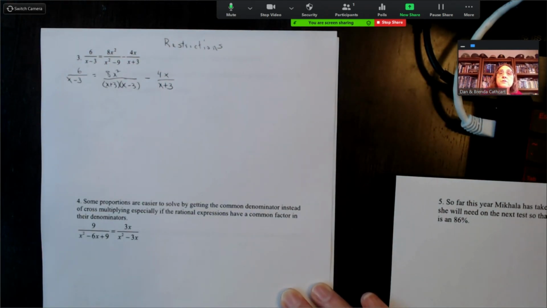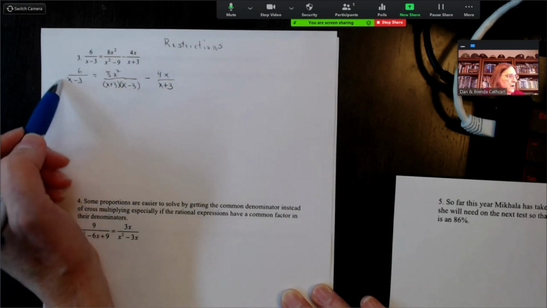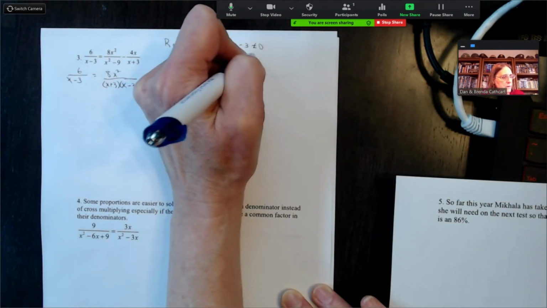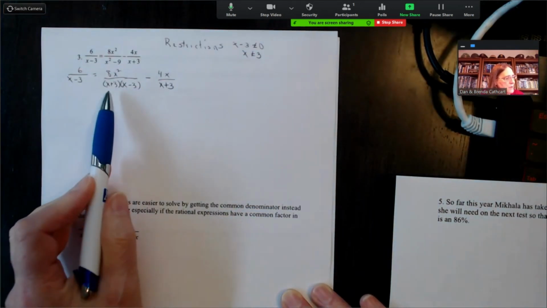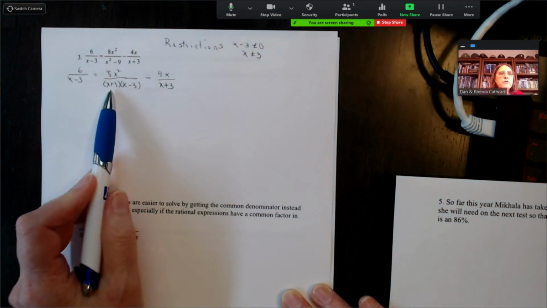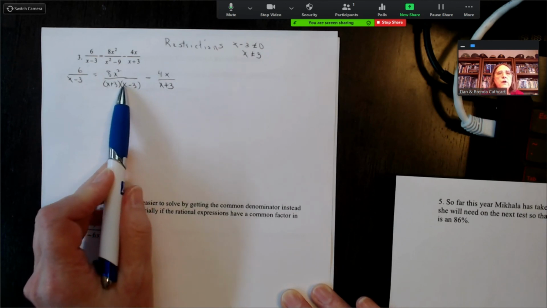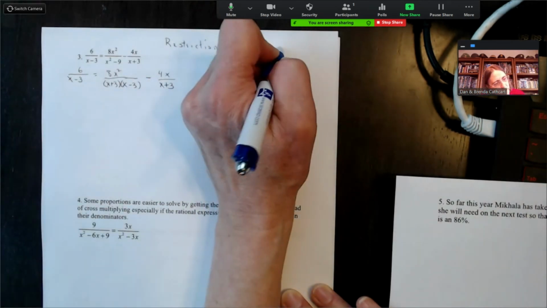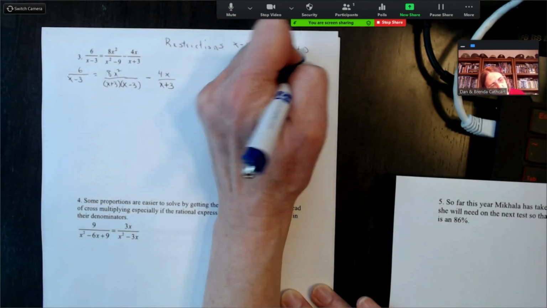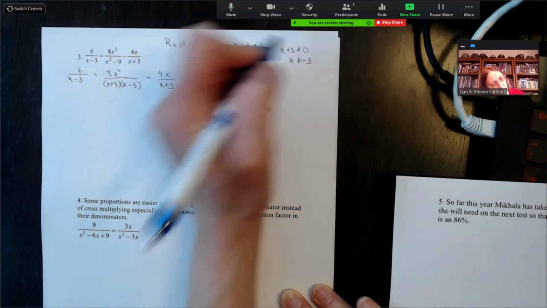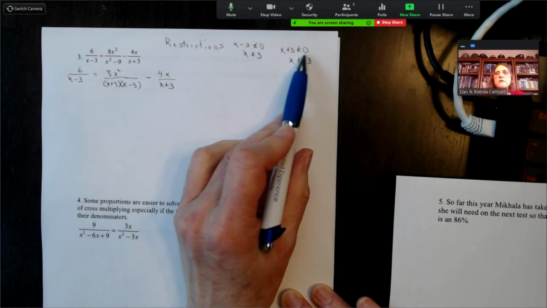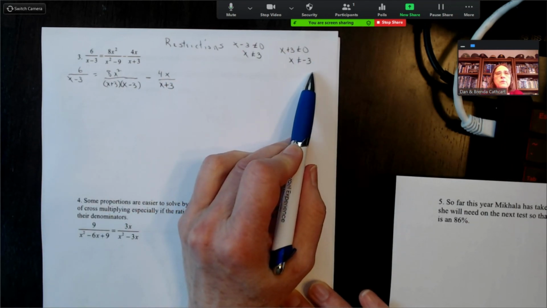So as I look at my restrictions, anything that makes a denominator equal to 0 is going to be restricted. So in our first fraction, x minus 3 can't equal 0. So x cannot be 3. On the right side of the equation, we have two factors. We have the x plus 3 and the x minus 3. We've already done the x minus 3, can't be 0. So now the x plus 3 can't equal 0. So x cannot equal negative 3. Our final fraction is another factor of x plus 3. We've already looked at that as a restriction. x can't be negative 3.